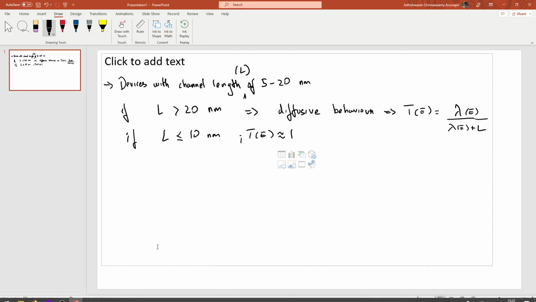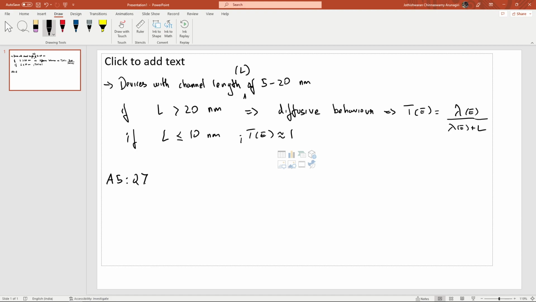So if we are looking at assignment 5, question 7, we have been told that lambda of E is equal to L. So this implies T of E will be lambda of E divided by lambda of E plus L. So that will be L divided by L plus L. And therefore this is equal to 1 upon 2, and the answer is 0.5.